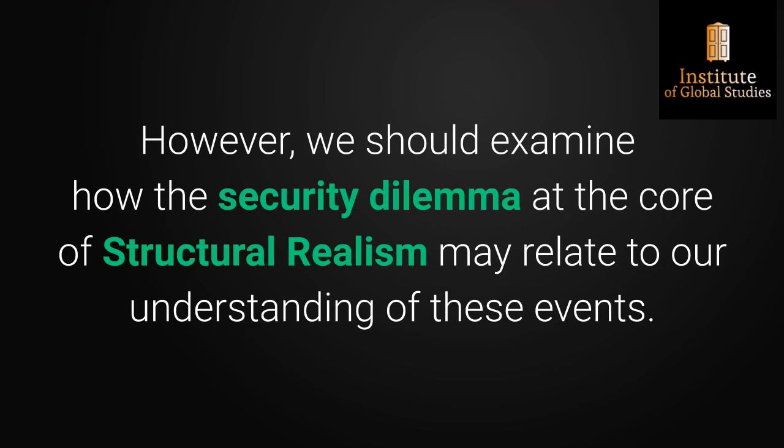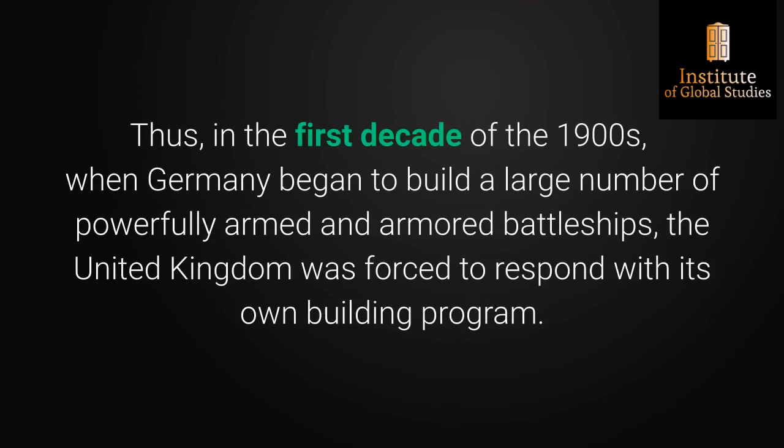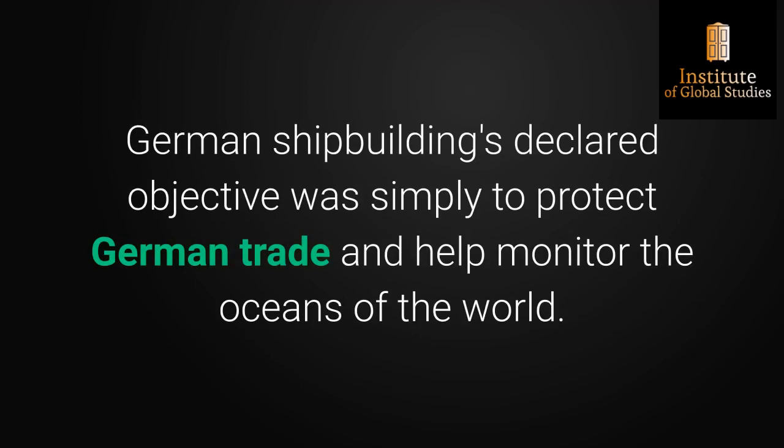Thus, in the first decade of the 1900s, when Germany began to build a large number of powerfully armed and armored battleships, the United Kingdom was forced to respond with its own building program. German shipbuilding's declared objective was simply to protect German trade and help monitor the oceans of the world.